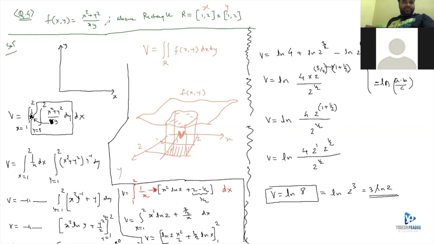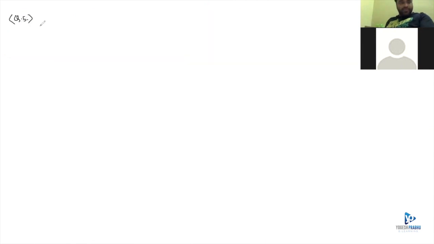That's it. Integral 0 to square root 3, 2 minus square root 4 minus x square, to square root 4 minus x square, x dy dx.